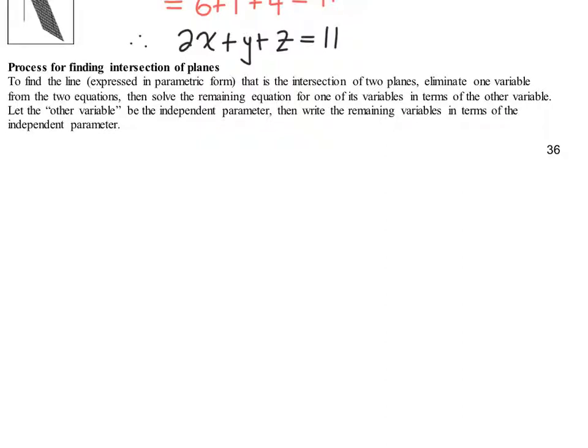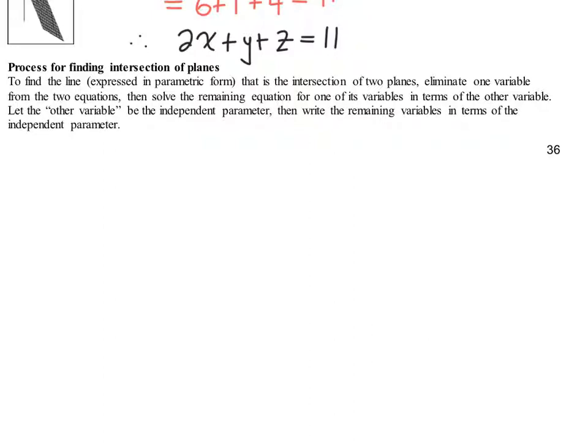So anyway, process for finding the intersection of planes. If the planes are parallel, that's not too bad. You're given a point, and the normal vector is going to be parallel, so you can use the same vector. But what happens if they're going to intersect? You have to find the parametric equation of the line that represents the intersection between those two planes.